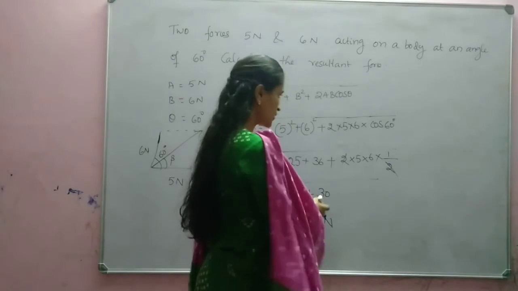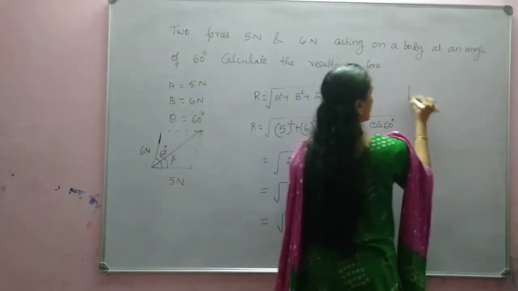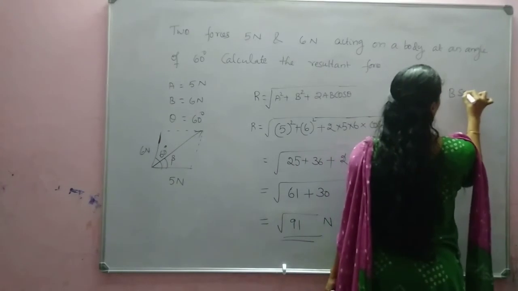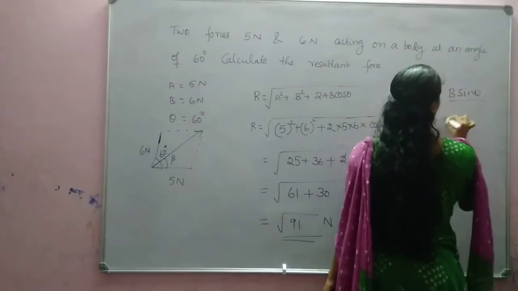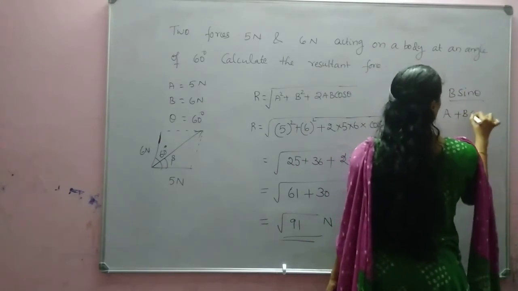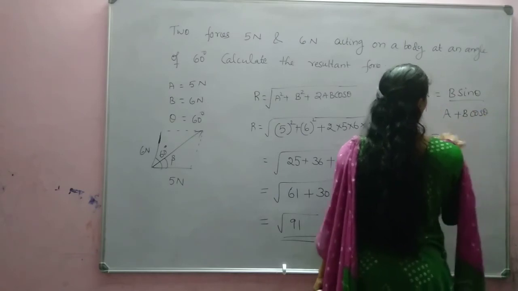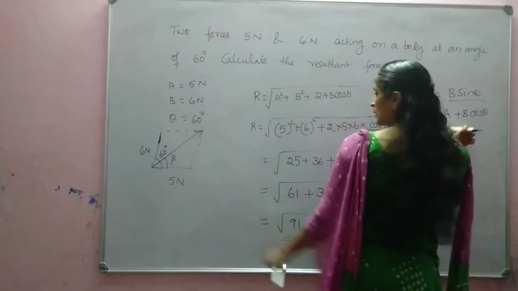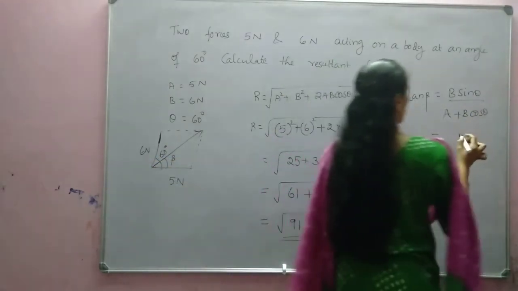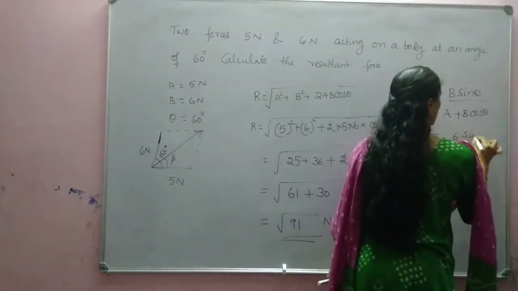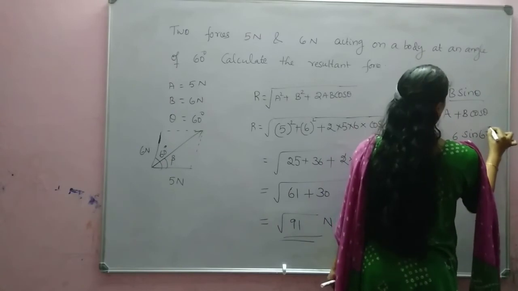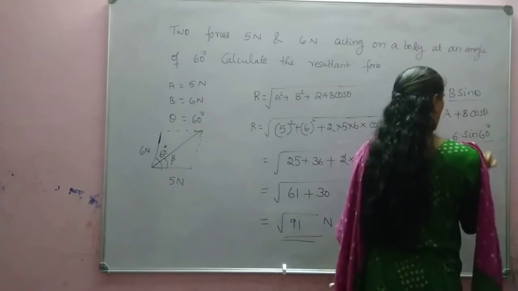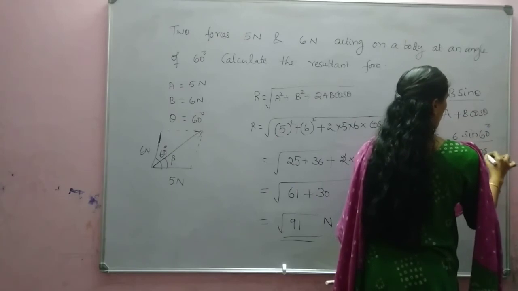Now this is not over. We have to find the angle. How to find the angle? Tan beta is equal to B sin theta divided by A plus B cos theta. B is 6, so 6 into sin 60 divided by A, whose value is 5, plus 6 into cos 60.